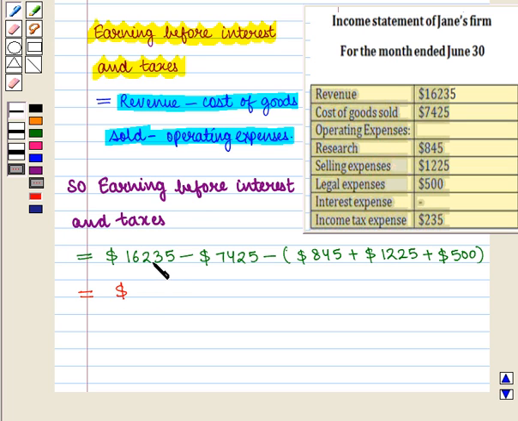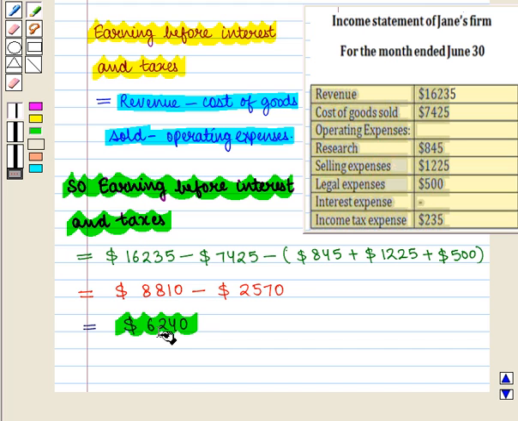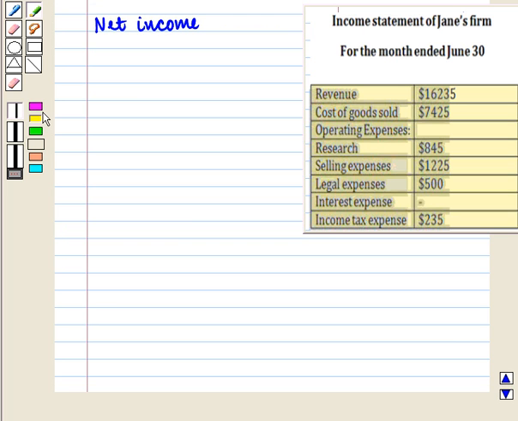And this is equal to, now, $16,235 minus $7,425 is equal to $8,810, minus adding all these three, we get $2,570, and this is equal to $6,240. So, earning before interest and taxes is given by $6,240.